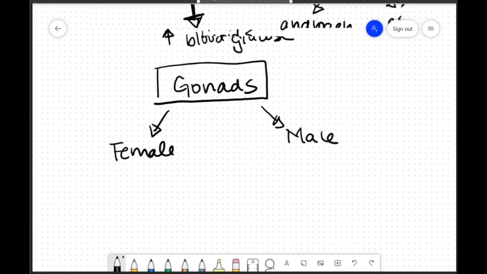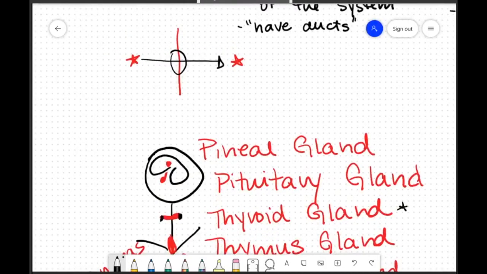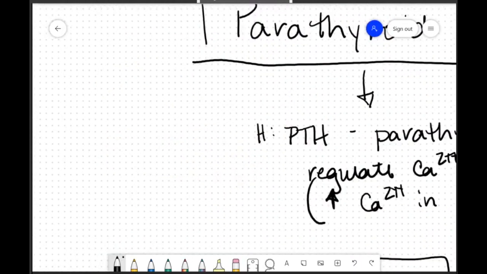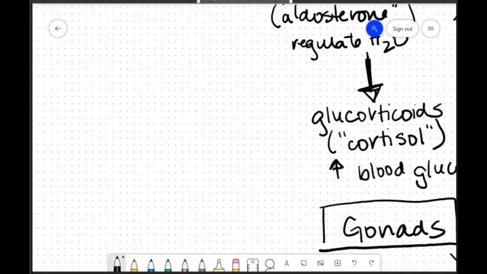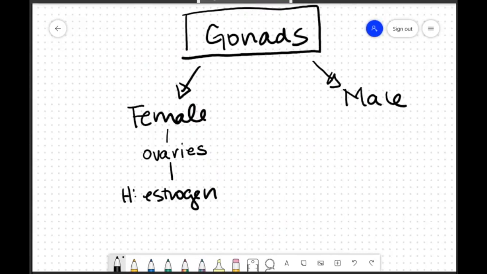When we are talking about the female gonad, we are talking about the ovaries. And the ovaries will produce and release the hormone estrogen. The female gonad is an ovary, whereas the male gonad is the testes. And they will produce the hormone testosterone.